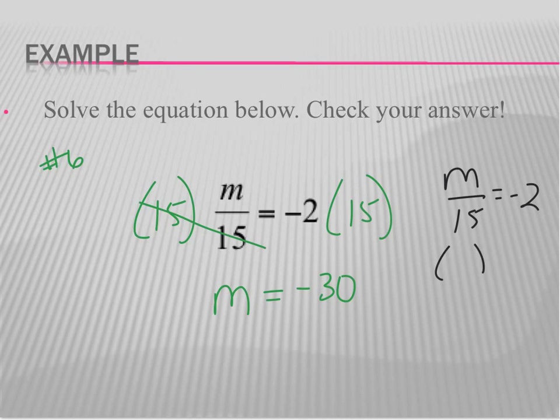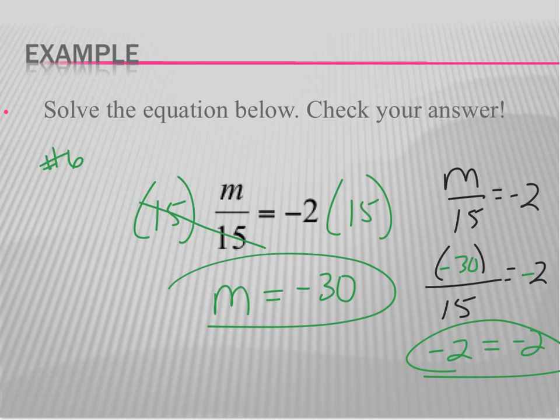Once again, you have m over 15 equals negative 2. So you put negative 30 over 15 equaling negative 2. And notice that was a negative 30. So this is a true statement. Negative 2 does equal negative 2. So this must be your answer.